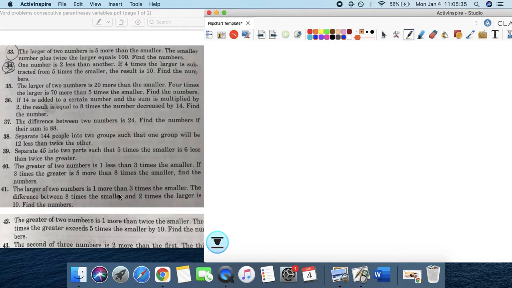41. The larger of two numbers is one more than 3 times the smaller one. Okay, so again we have a large and a small one. And the small one seems to always be x, right? Because the large one's being described in terms of x. So the large one is one more than, which is plus, 3 times the small. There we go. We only switch it with less than, okay? More than, it's commutative, so it doesn't matter if you write 1 plus 3x or 3x plus 1.